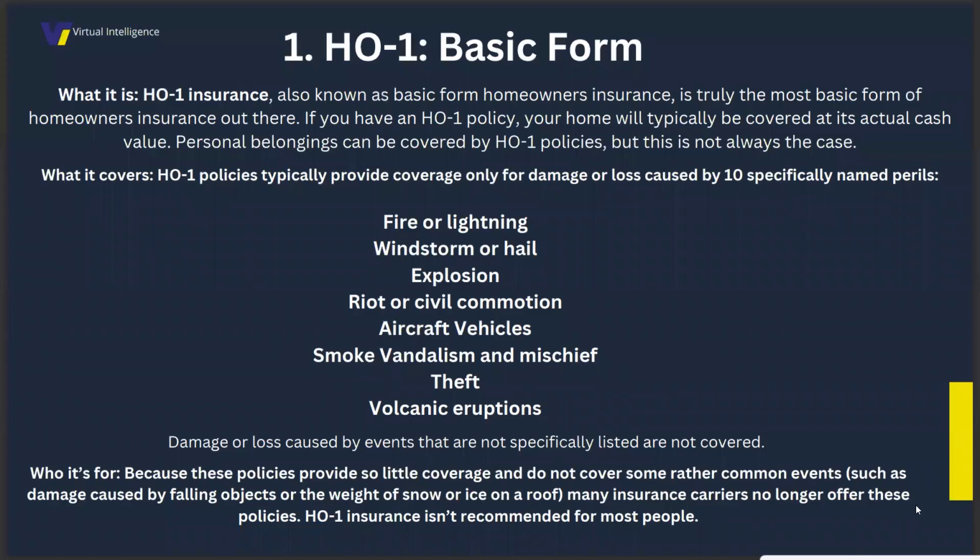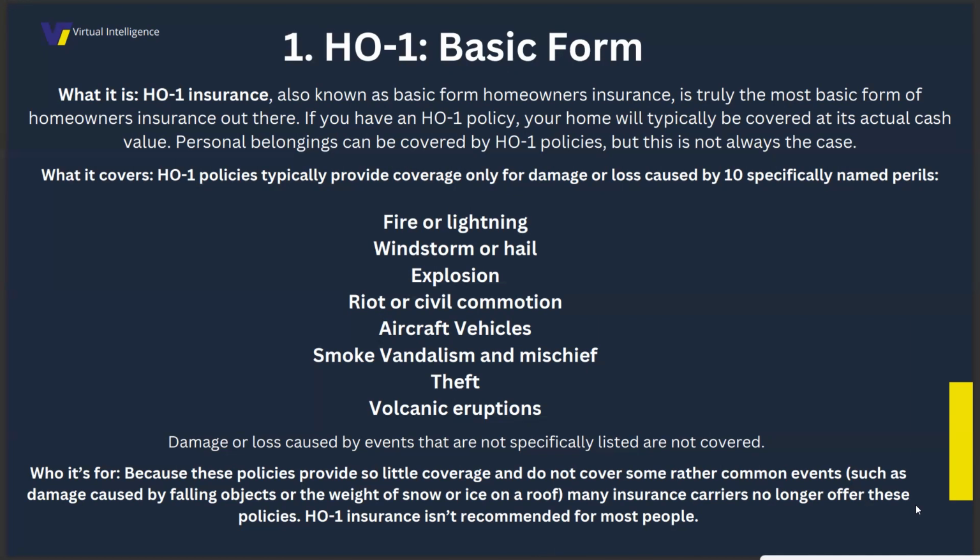The first type, or Homeowner 1, is the basic form, also known as Basic Form Homeowners Insurance. This is truly the most basic form of homeowners insurance out there. If you have an HO1 policy, your home will typically be covered at its actual cash value. Personal belongings can be covered by HO1 policies, but this is not always the case.